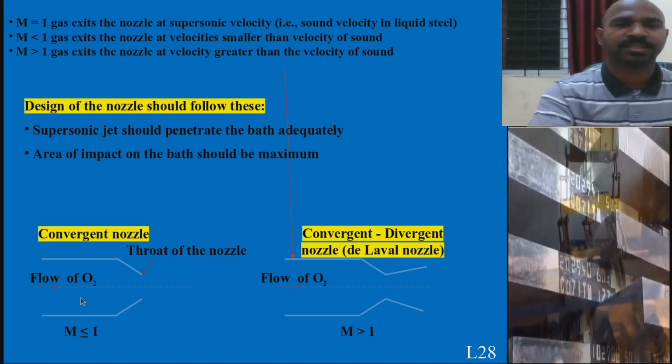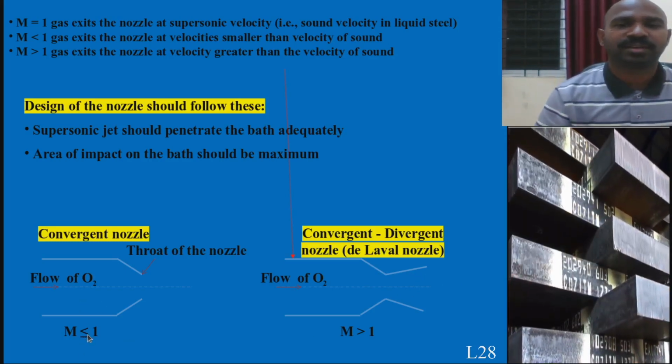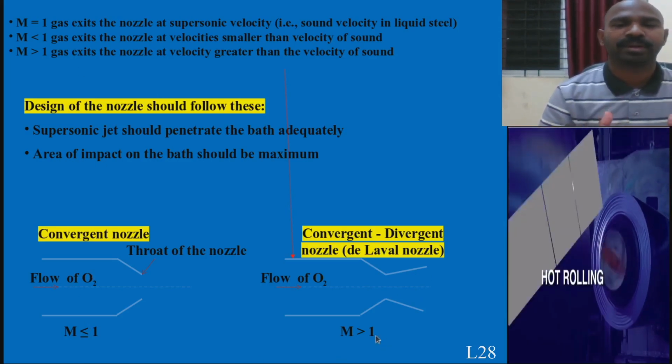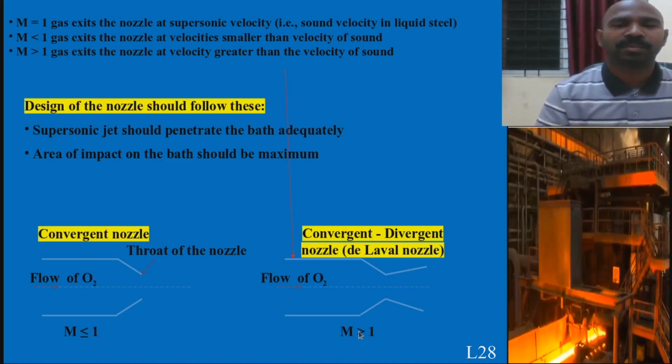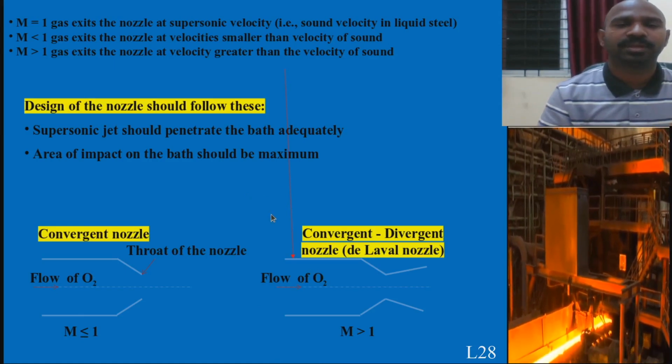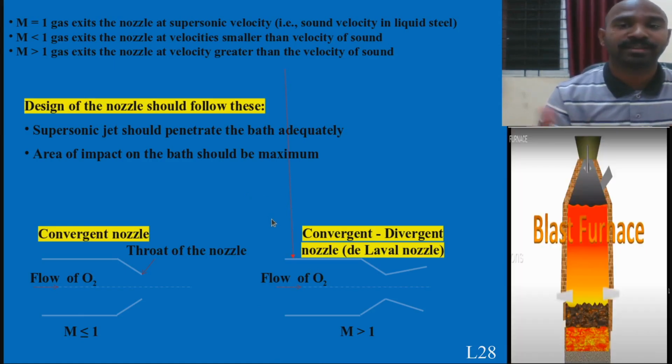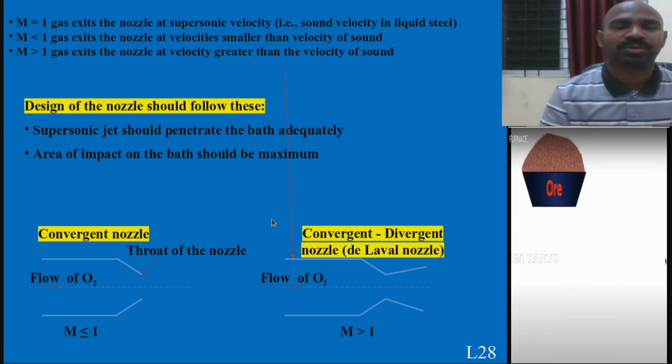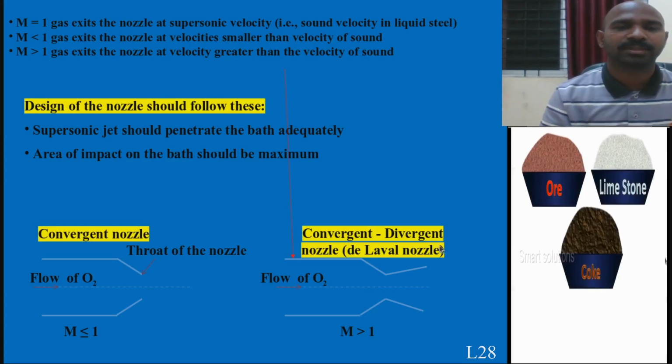In this situation, the Mach number is approximately less than or equal to 1. Here, it is greater than 1. So depending upon the requirement, if the quality of the steel is more heterogeneous before refining and purifying, converting the iron into steel, you use convergent-divergent type nozzles.